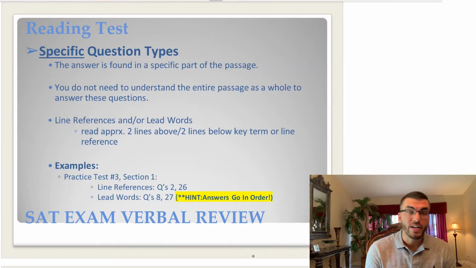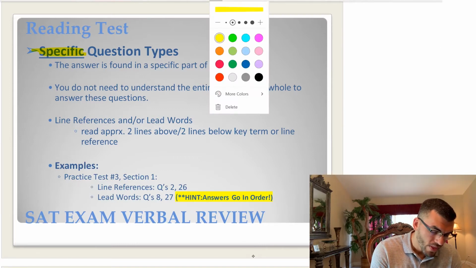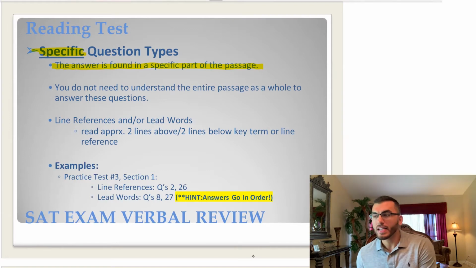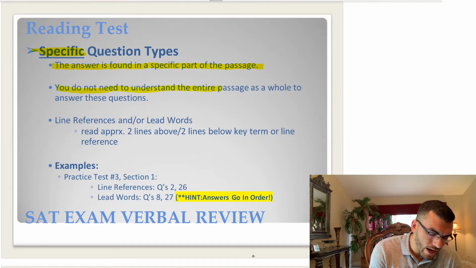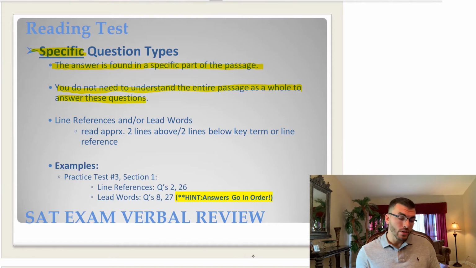The majority of questions for each reading comprehension passage are specific question types. That means that the answer is found in one specific part of the passage. That's why we don't try to fully read and understand the passage, because the answers are designed to be found in one specific part of the passage. For these question types, you do not need to understand the entire passage as a whole to answer those questions. So again, for a specific question, it's found in one specific part of the passage, and you ask yourself, do I need to understand the entire passage to understand what this one specific part is saying? Do I need to understand the entire passage to answer this one specific question? If the answer is no, then it's probably a specific question type.